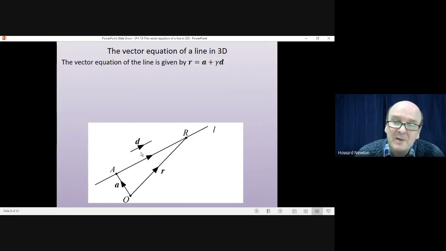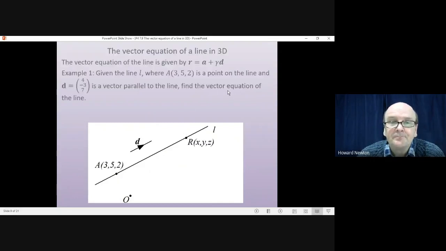And if we look at the diagram here and the vector D, it looks like to get from A to R, you'd need about 3 times D. So lambda would be about 3. To get to this point, lambda would be about 2. To get to this point, lambda would be about 1. To get to this point, lambda would be about minus 1. So lambda is a variable, and as it takes different values, you travel to different points on the line.